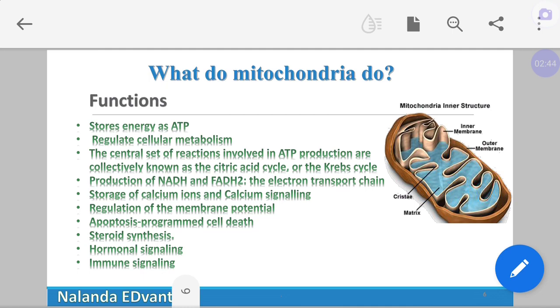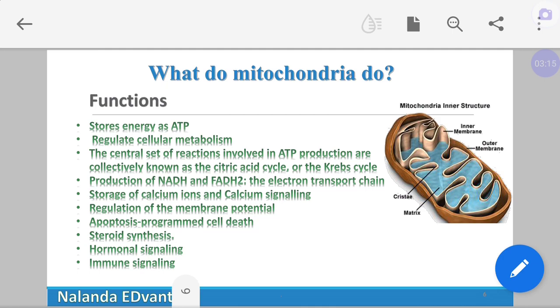As you can see, it is very helpful in regulating your cellular metabolism, meaning all the activities that your body requires. It is useful in maintaining a set of reactions, a central point of reactions, the Krebs cycle. This cycle is also known as the citric acid cycle. It is very important in the generation of ATP. Various electron carriers, your NADH and FADH2, are produced here and they are helpful in the electron transport chain.